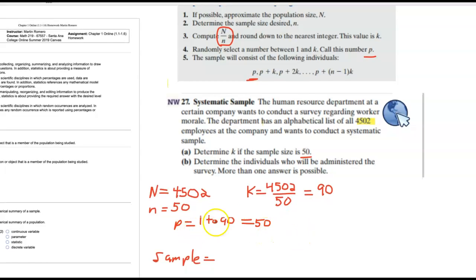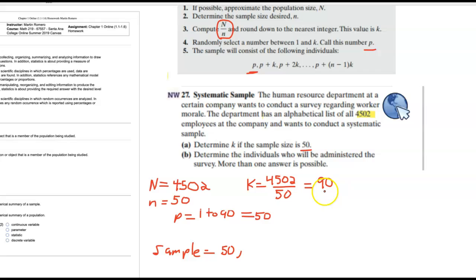Again, we want 50 people. That's our sample size. So the first person would be 50. And then the next person is not the 90th person, but notice it's P plus K. So it's going to be the 140th person. And then it's P plus 2K. So take a look here, we're going to add another 90, right? And so this would be the 230th person. And you keep going up by 90. But the key was that starting point right there.